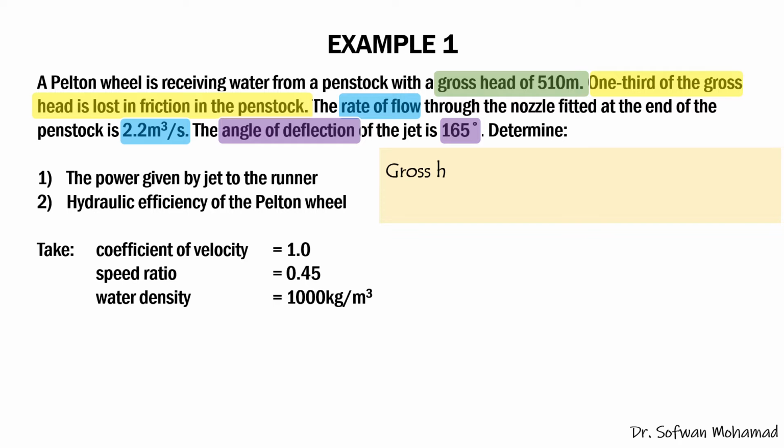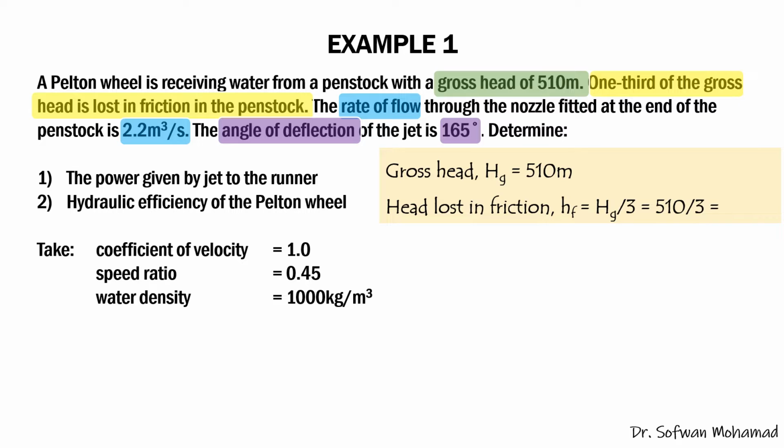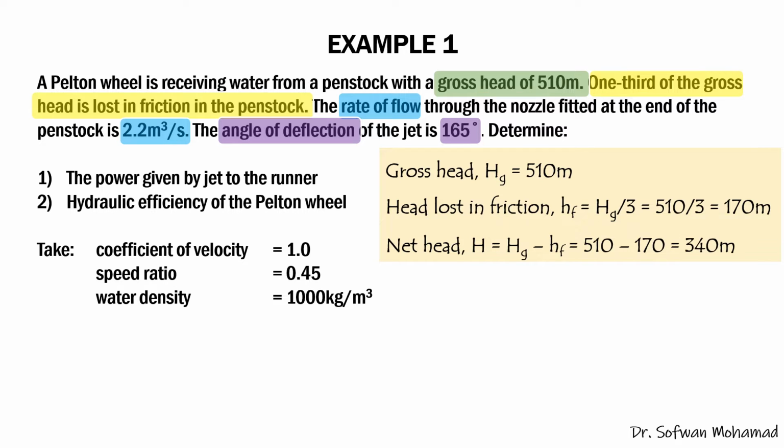So we write down first the gross head, Hg equal 510 meters, and then the head lost in friction, which we can calculate from gross head, which is 510 over 3 equal 170 meters. And then the net head. The net head we can calculate after we get the gross head and the loss in friction. So 510 minus 170, we get 350 meters.